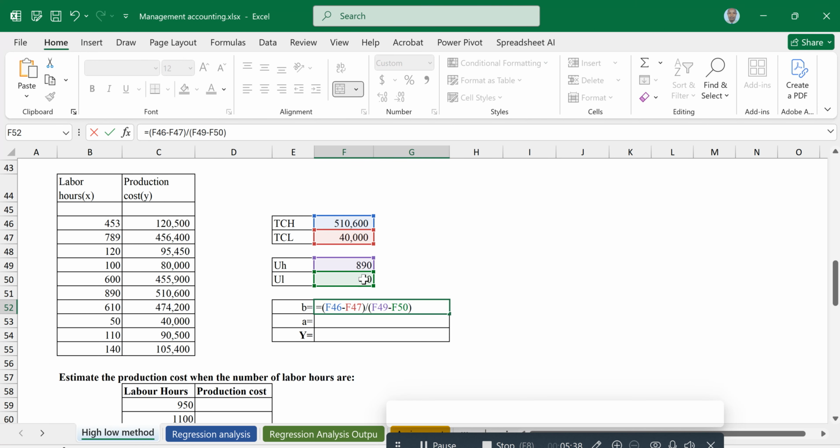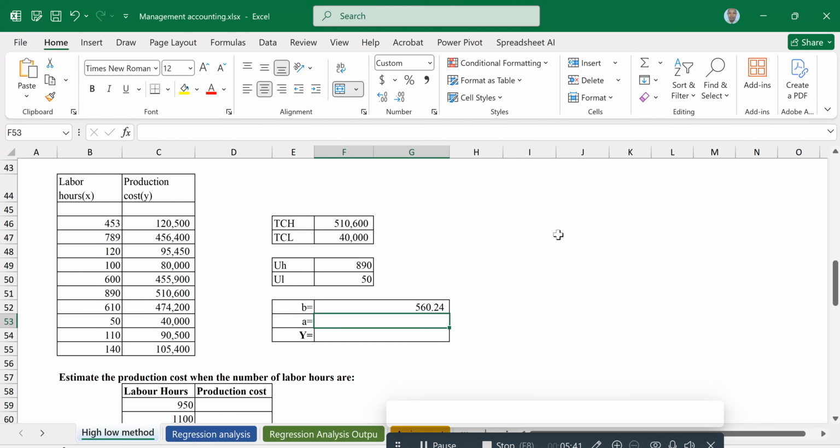When getting the fixed cost, you can either decide to use the highest level or the lowest level. Assuming the highest level, then fixed cost will be equal sign, then click on the total cost at high minus, open bracket, the number of units at high times the variable cost per unit, which is B, then close the bracket and enter. That will give us the A.